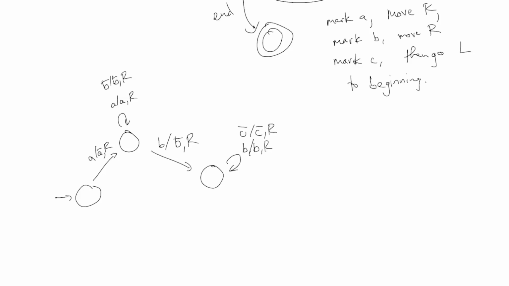Eventually, after all of this moving over and over again, we expect to encounter a C, which we should mark, turn into a C bar. So I'm going to do it like this, C bar. And at this point, I think we can begin to go to the left. So I'll put an L here.